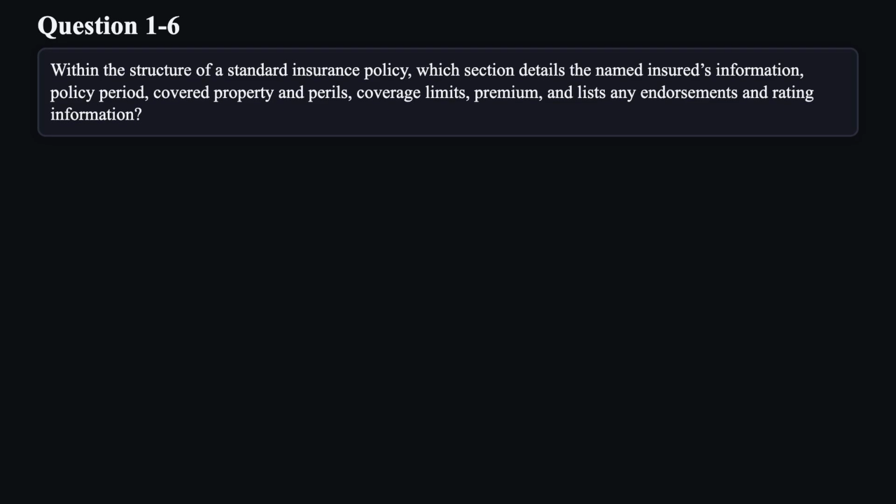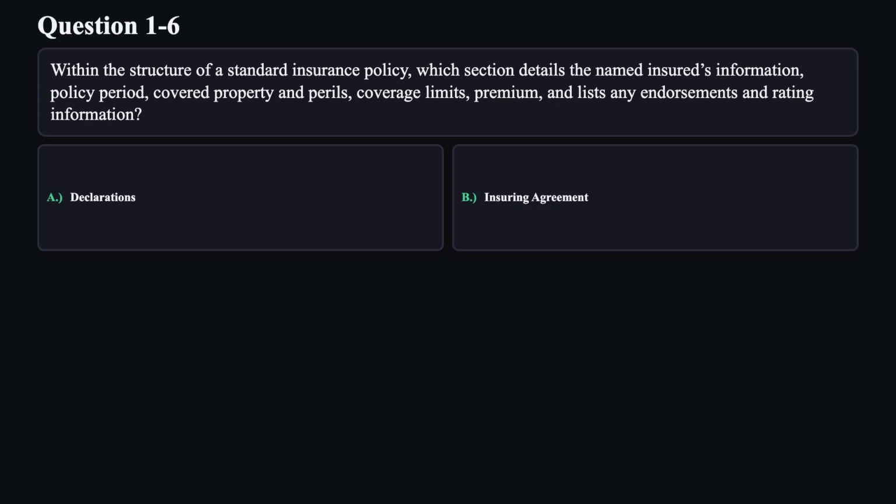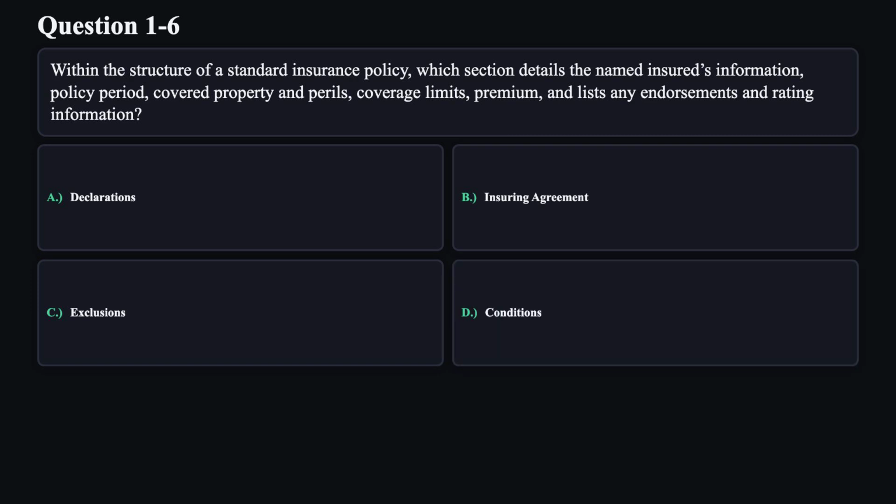Question 6. Within the structure of a standard insurance policy, which section details the named insured's information, policy period, covered property and perils, coverage limits, premium, and list any endorsements and rating information? A. Declarations. B. Insuring agreement. C. Exclusions. D. Conditions.